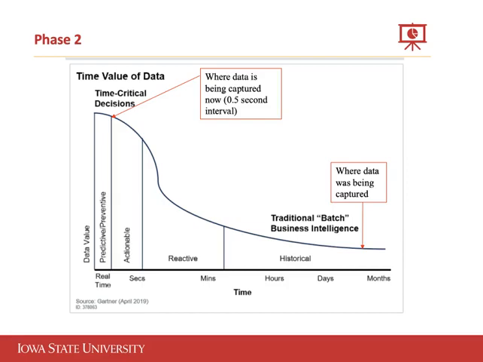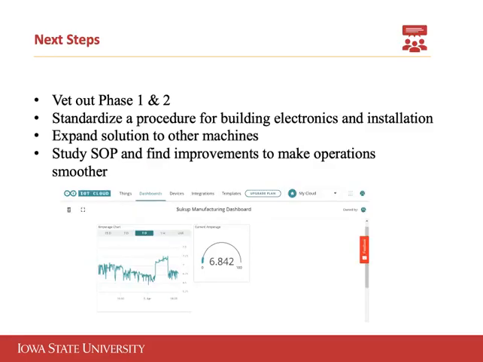One of the cool things about phase 2 in particular is the time value of data. You have real-time data, which is predictive and preventative. You have actionable data, reactive and historical. A lot of industries, and especially Sukup, as of right now, are using more historical data. But hopefully, as they're pushing towards Industry 4.0, we can look at predictive and preventative for them.